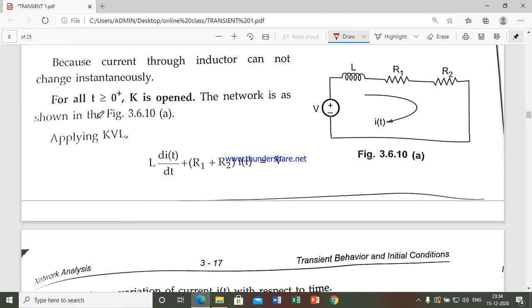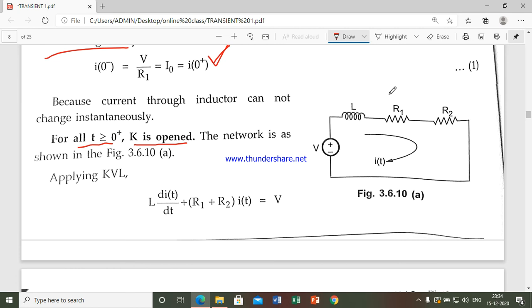For all t greater than or equal to 0 plus, K is open. Switch K is opened, meaning you have opened the switch at t equal to 0, and for t less than 0 the switch will be closed according to the given problem statement. Then you can apply KVL for this: L into di by dt plus R1 plus R2 into I of t is equal to V of t.